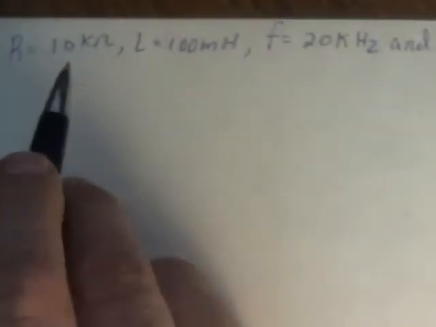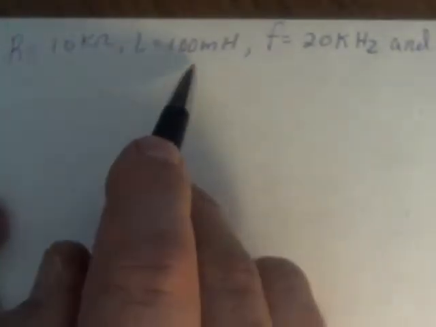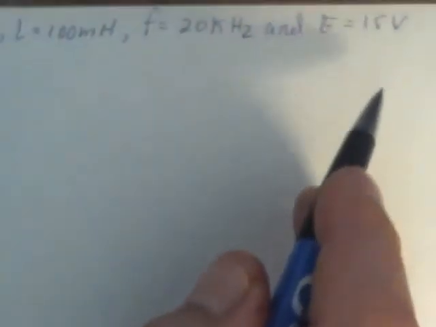All right, in this example, what we're going to do is look at finding measurements for the impedance triangle, or the impedance phasor, however you want to look at it, and the voltage phasor triangle. What I've been given is R is 10 kiloohms, L is 100 millihenries, F is 20 kilohertz, and then we have E at 15 volts.